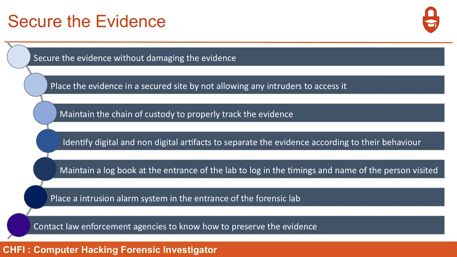Next is to secure the evidence. Secure the evidence without damaging the evidence integrity. So you have to secure the evidence in the correct place. You have to maintain the chain of custody, identify the digital and non-digital artifacts, and maintain a log book at the entrance of the lab to log the timings and name of the person visited. Place an intrusion alarm system at the entrance of the forensics lab. Contact the law enforcement agencies to know how to preserve the evidences.